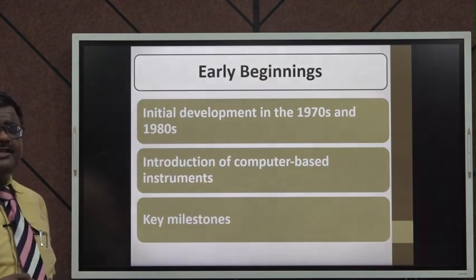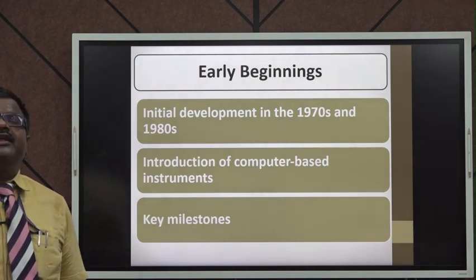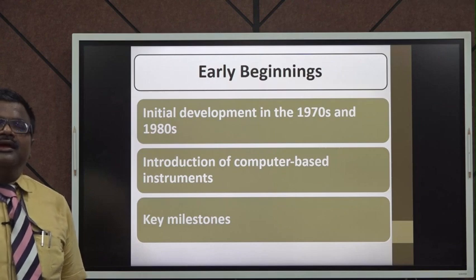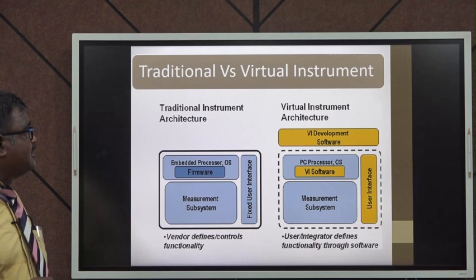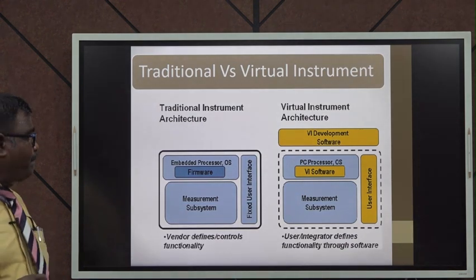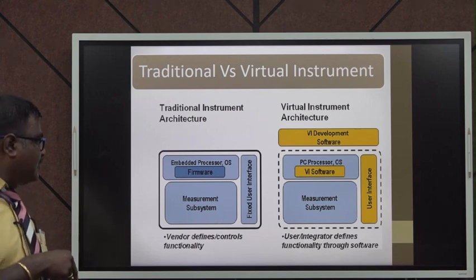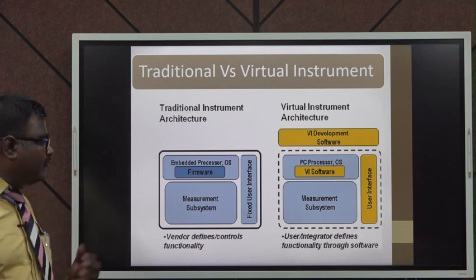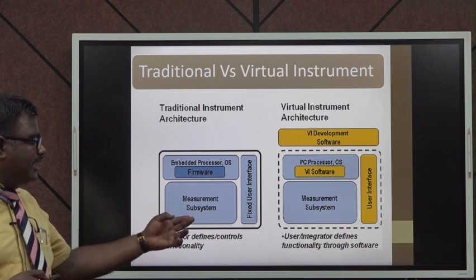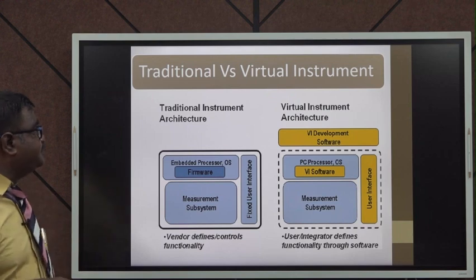In the earlier beginnings, it started in the year 1970, evolved in the year 1980, and rose in the year 2000. So this is a milestone of virtual instrumentation, where earlier the traditional instrumentation had the vendor define the control and functionality, whereas now virtual instrumentation has transformed the work so that the user defines the functionality through software.